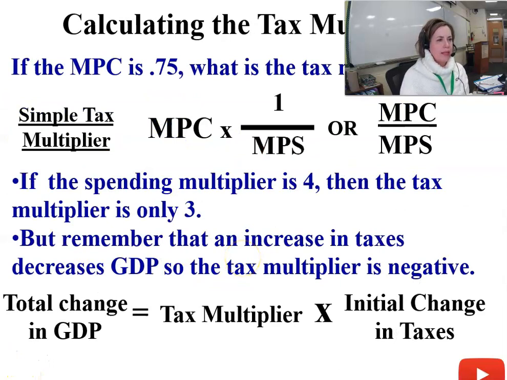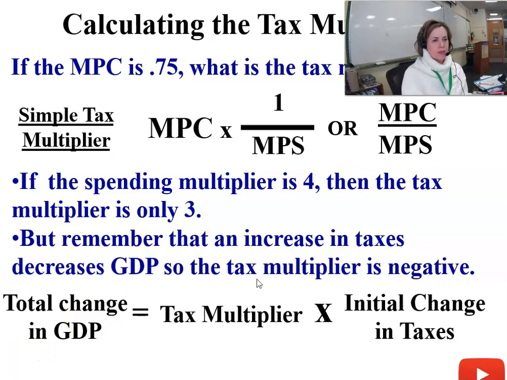This is the formula to calculate the simple tax multiplier, but an easy way to remember this is just to know that if you calculate the spending multiplier, the tax multiplier is always 1 less. So if the spending multiplier was 4, then the tax multiplier would be 3.